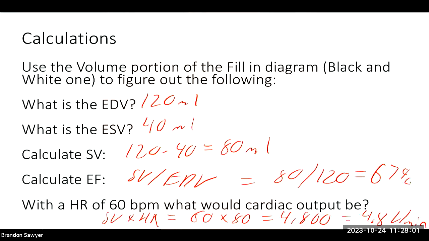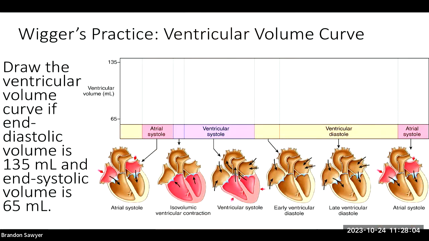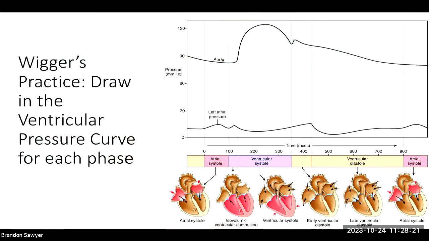Okay, so a lot of these are just practice that I think will be really helpful for you to work with. So this would be just like drawing your own ventricular volume curve. If your end diastolic volume is 135 and systolic volume 65, you can just use that as practicing. This one here, you've already got your aortic pressure curve, but you don't have the ventricular pressure curve, right? So you're drawing that in where it should be, seeing the phases there, can be a good tool to help you learn that.